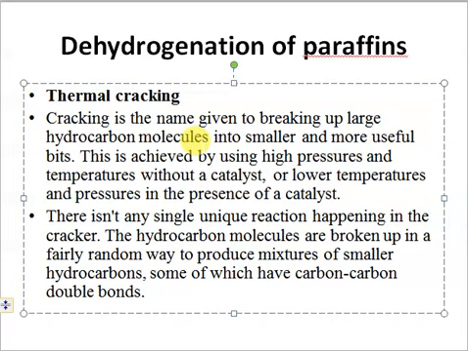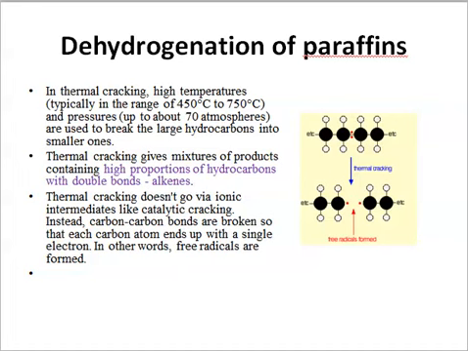The reason is that there is no single reaction that's happening in the cracker. When you put a hydrocarbon molecule into the cracker, it is broken down in random ways to give a mixture of products. A mixture of smaller hydrocarbons is obtained, and among these some have a carbon-carbon double bond, some don't. Since our interest is in the alkenes, the alkenes obtained have low yield because of the formation of a large number of other products, right? So this thermal cracking is not of much use to us.